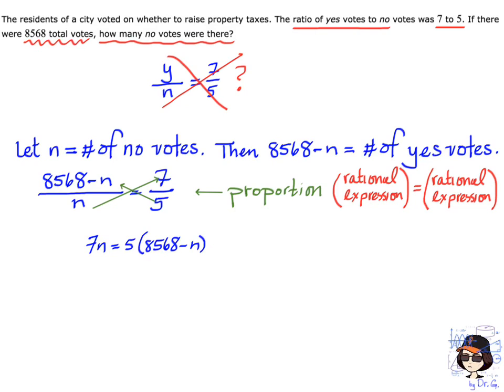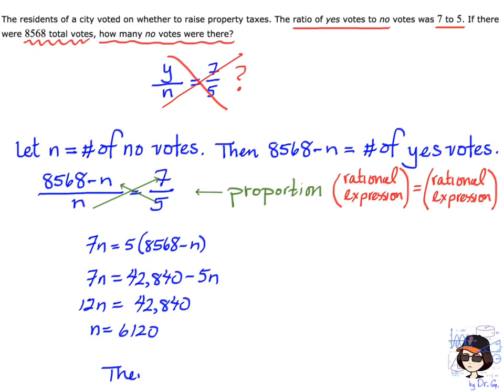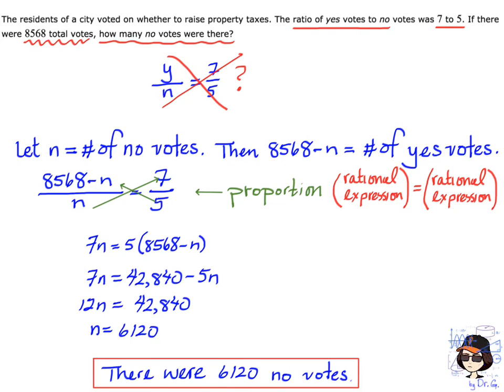So now, this is a linear equation, so let's distribute the 5 on the right side. We get 42,840 minus 5n. And then if I add 5n to both sides, I get 12n equals 42,840. And now if I divide both sides by 12, I get n equals 6,120. And that's the number of no votes. So now make sure you answer the question. There were 6,120 no votes.